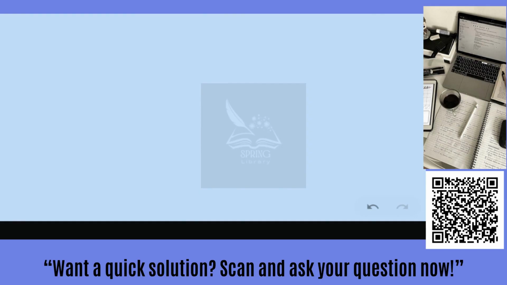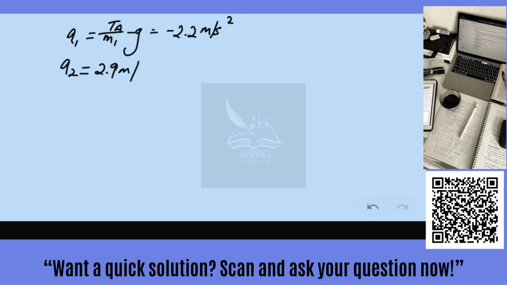Alright, and we should get A1 equals negative 2.2 meters per second squared. A2 will be equal to 2.9 meters per second squared. A3 should be equal to negative 0.32 meters per second squared.